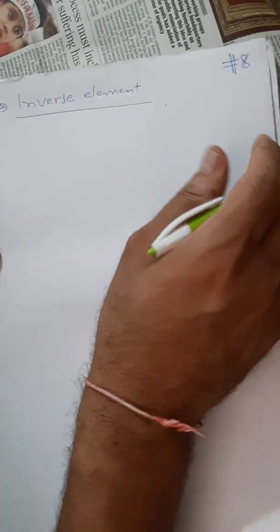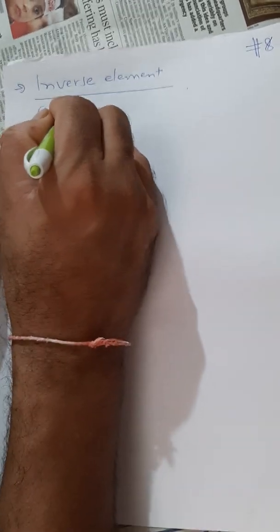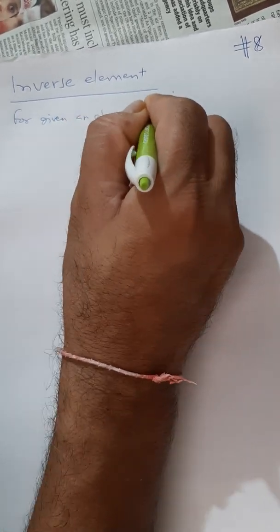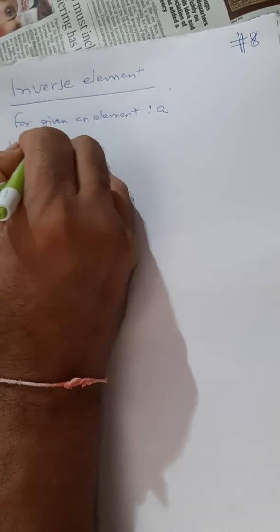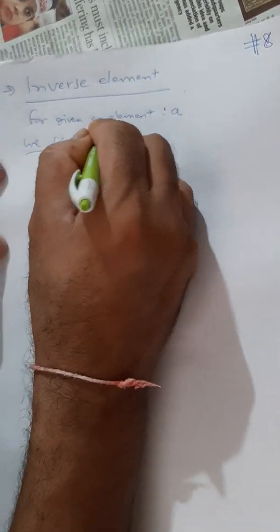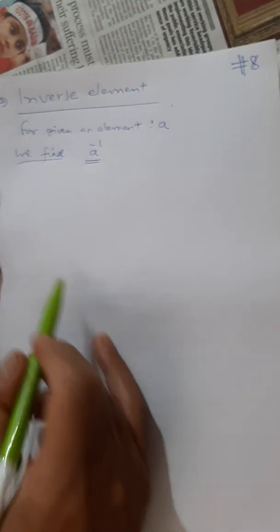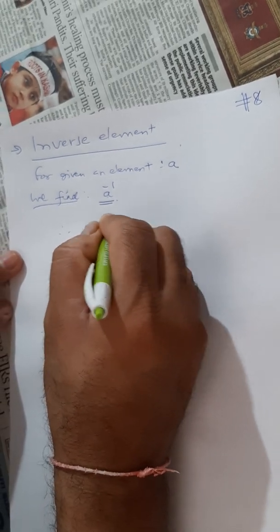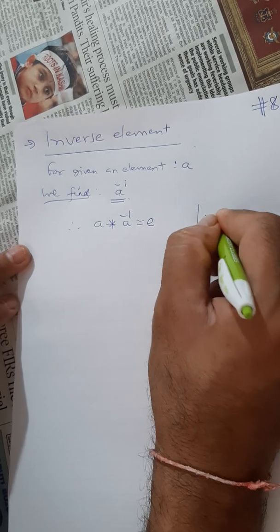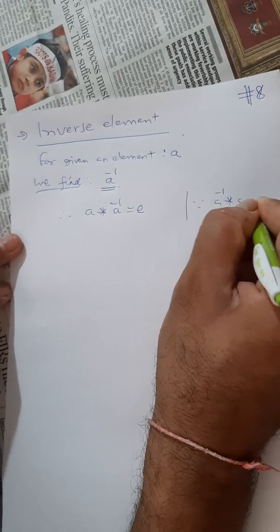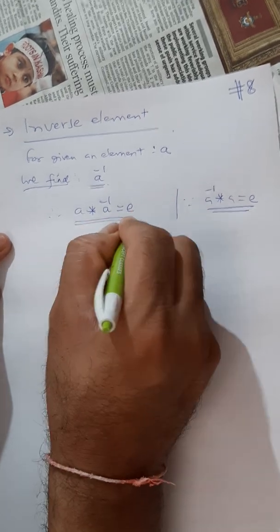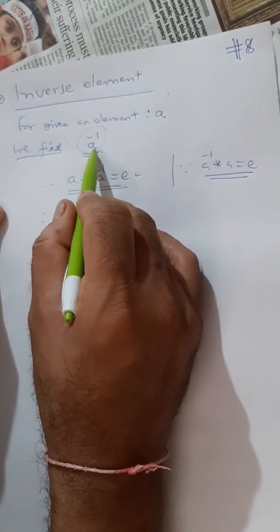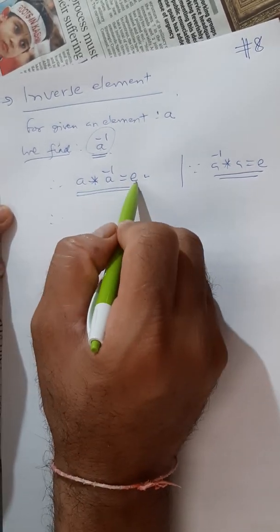Now the inverse element. For a given element A, we find its inverse. We find A inverse. This is a question. Now this is again a very standard technique. If this is the inverse of this, you know A asterisk A inverse should be identity. You can use A inverse asterisk A equals identity also. Any one of these two can be used, remember. I'm using this. This is by definition. If this is the inverse of this element A, then the asterisk must be identity.